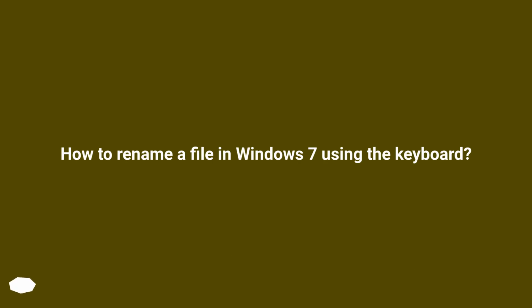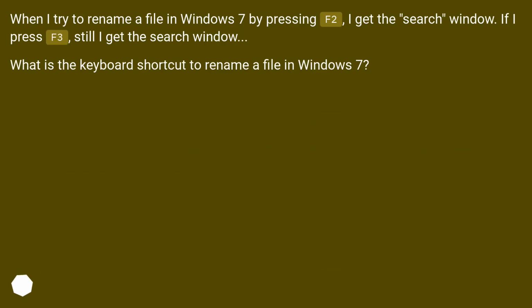How to rename a file in Windows 7 using the keyboard? When I try to rename a file in Windows 7 by pressing F2, I get the search window. If I press F3, still I get the search window. What is the keyboard shortcut to rename a file in Windows 7?